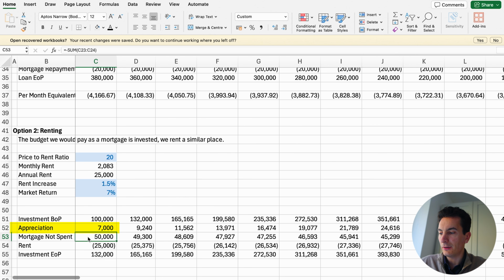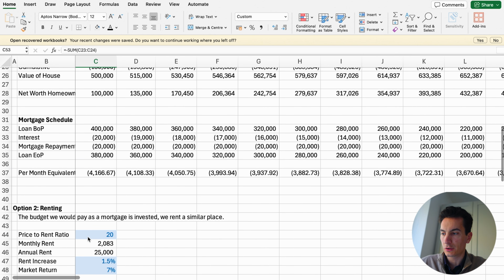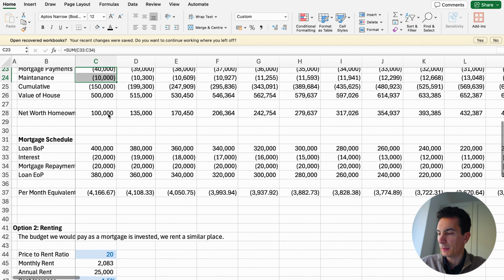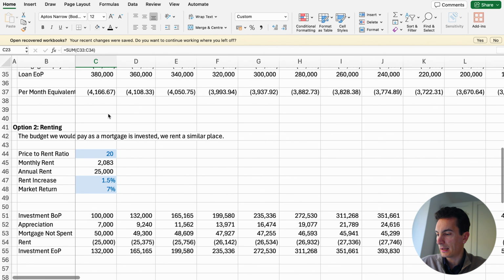And then we are investing everything that we would have spent on mortgage and maintenance. So basically these payments here, we would have spent them on the house and we are now investing it into the market. We're deducting the rent because that we have to pay now compared to the other model. And that gives us an end of period investment portfolio value. And this then is carried forward and it goes through like this and continues to develop like this. And you can check this out for yourself.